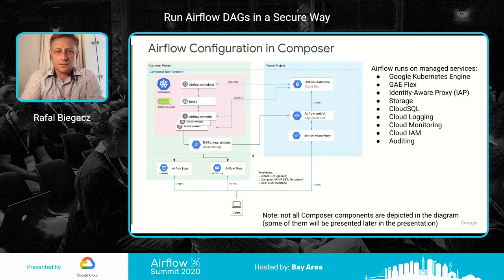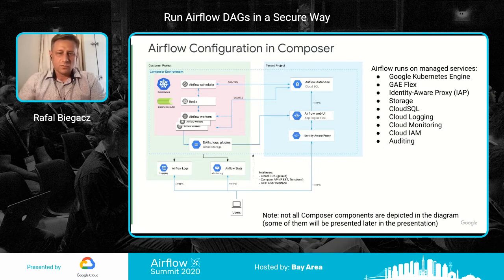On the other hand, Airflow Web Server is run within the tenant project on a Google App Engine Flex virtual machine. As the database, we are using the Cloud SQL managed service, within which we are creating MySQL instances, and such a MySQL instance constitutes the Airflow database. In the picture, you can also see other elements: we use Cloud Logging for storing the logs from Airflow components, and Cloud Monitoring for storing the metrics related to Airflow and the Composer environment.